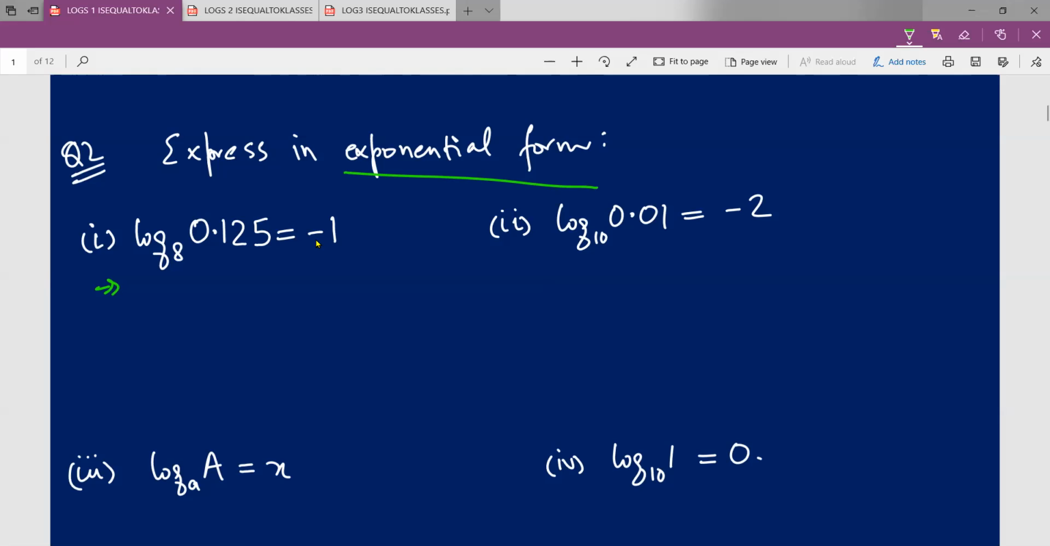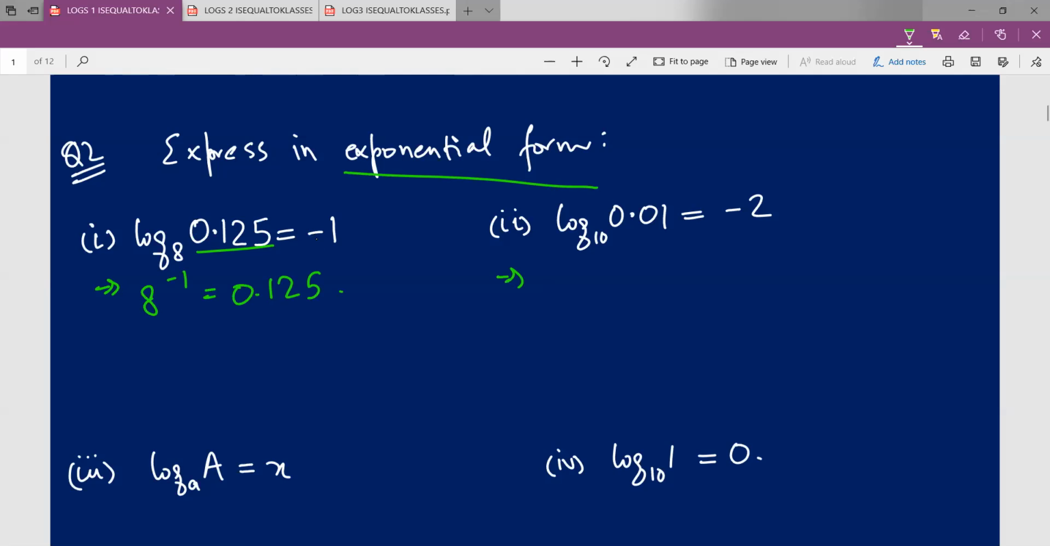So log of 0.125 to the base 8 is equal to minus 1. That's how you should be pronouncing the logarithm. Now over here, I can write this as 8 raised to the power minus 1 is equal to 0.125. Because I can write this as log of 0.125 to the base 8, which could be written in subscript, is equal to minus 1. But all you have to do is mention this in exponential form and you'll be good to go. No need to solve this further.